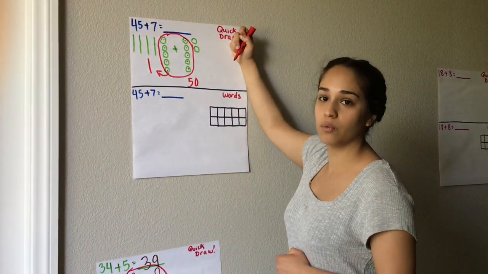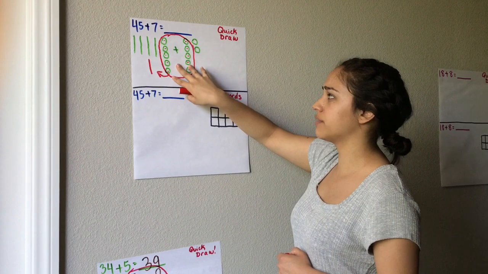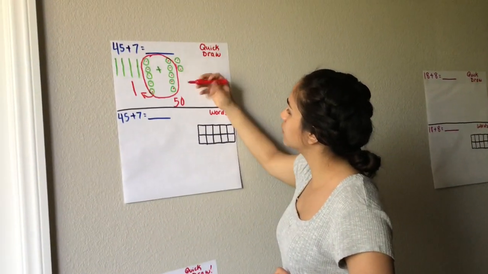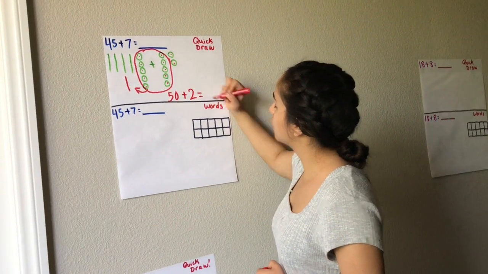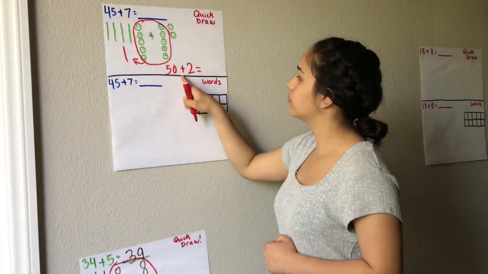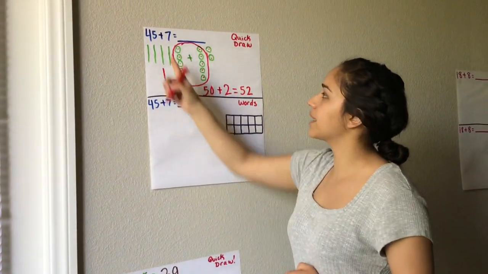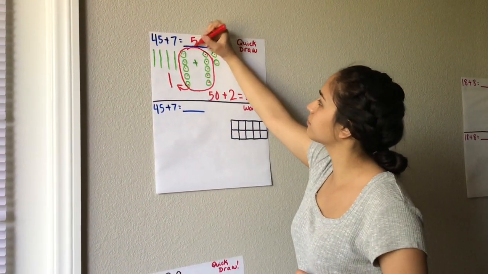And now we have to count the ones. Remember, we don't count these because we already regrouped those for one group of 10. So now we have 1, 2, plus 2 ones. 50 plus 2 ones is 52. That's the same thing as 45 plus 7.